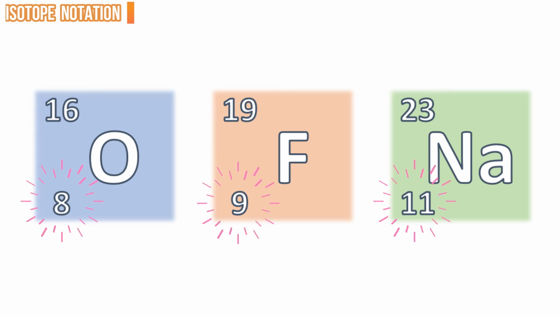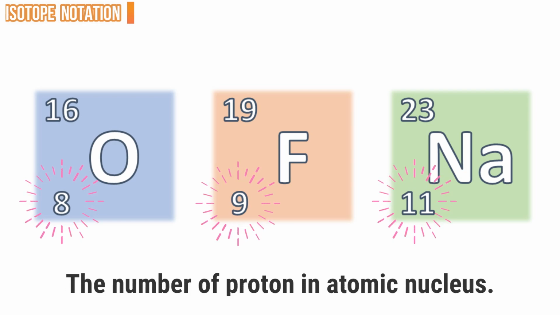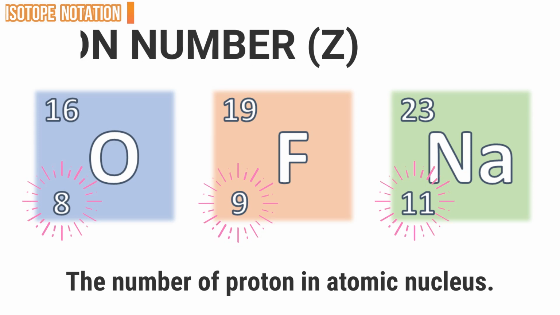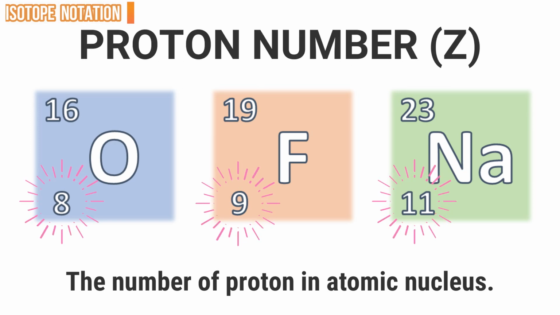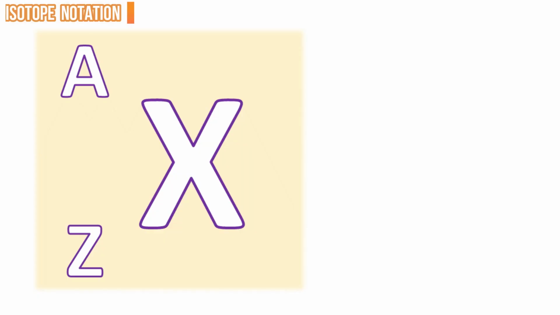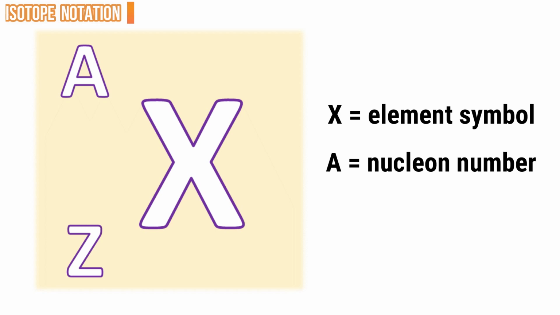And these numbers represent the number of protons in atomic nucleus. These numbers are called proton number, or it is also known as atomic number. 8 for oxygen, 9 for fluorine, and 11 for sodium. In general, elements are represented by using isotope notation following this format, where X is the element symbol, A is the nucleon number, and Z is the proton number.